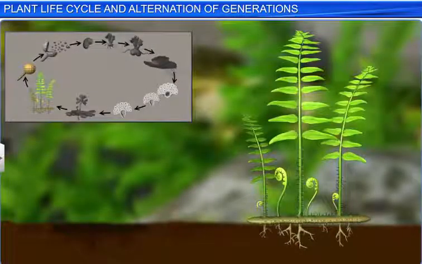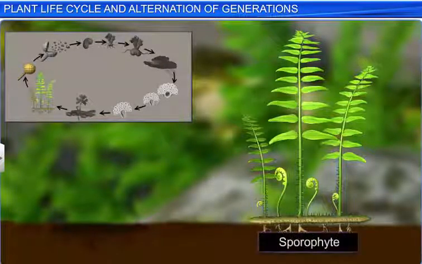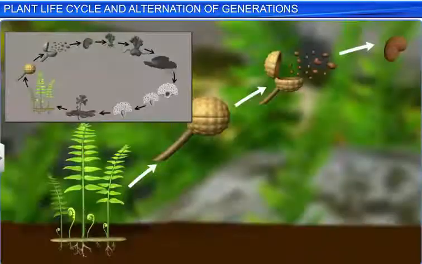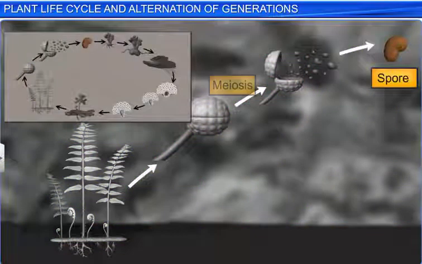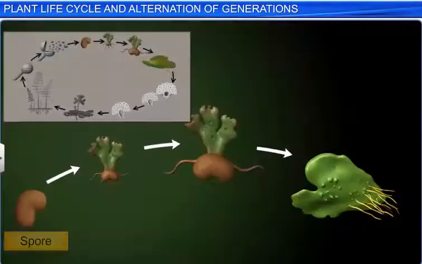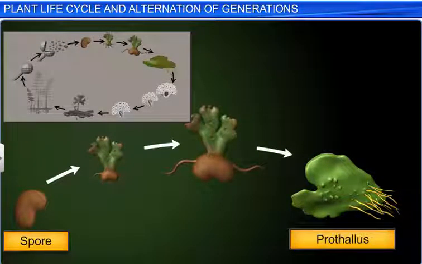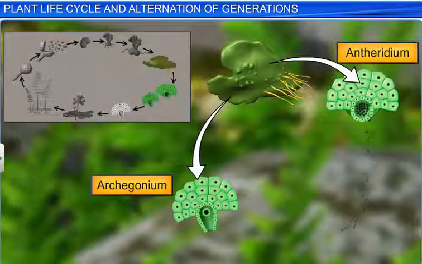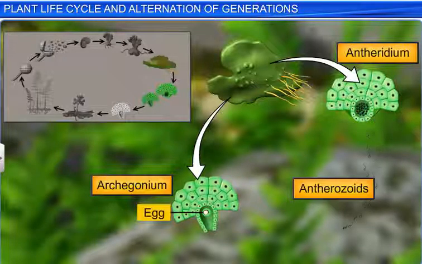In the life cycle of the fern, for instance, the main plant body, a mature sporophyte, bears sporangia, which produce haploid spores through meiosis. These spores undergo mitosis and germinate into a prothallus, a gametophyte with haploid cells. The prothallus bears the antheridium and archegonium that respectively produce antherozoids and egg, the haploid male and female gametes.